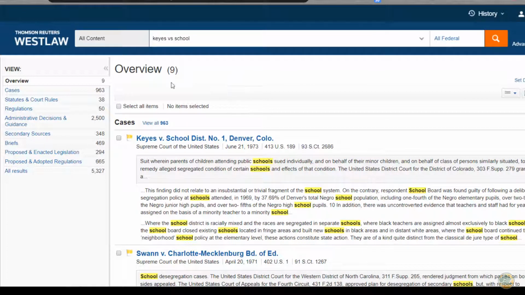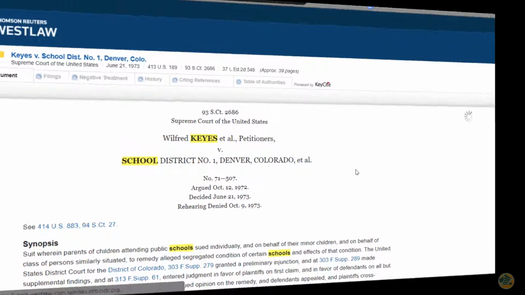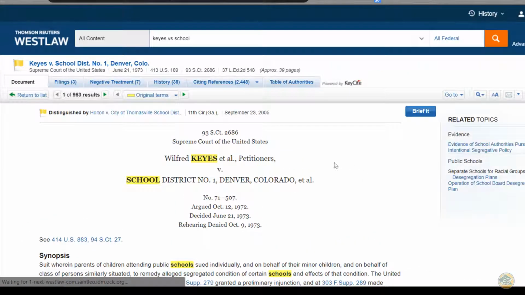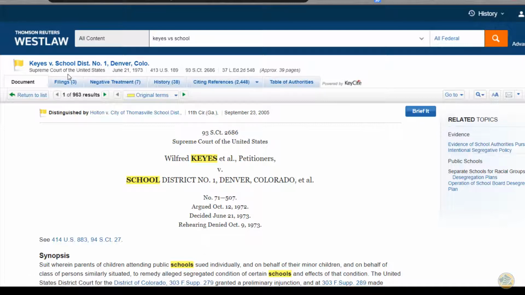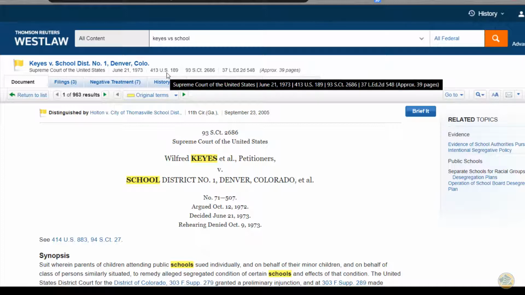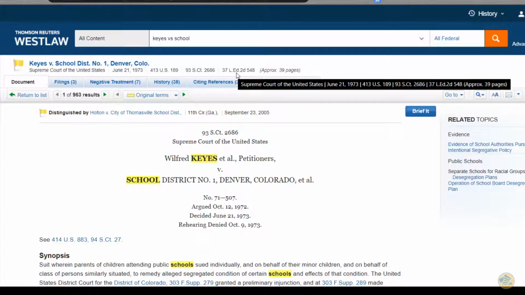You'll see that in our overview here, we have 9 items that match our search. The first one is Keyes versus the school district. I'm going to click on the title of that. This gives us information about it. Notice that up here at the top, it shows that the Supreme Court of the United States made this ruling. It was in 1973.